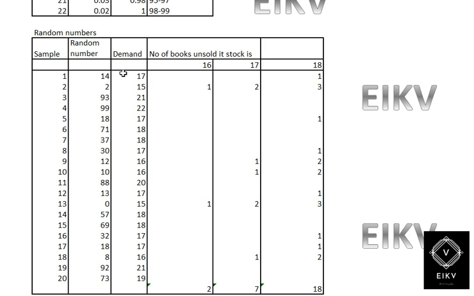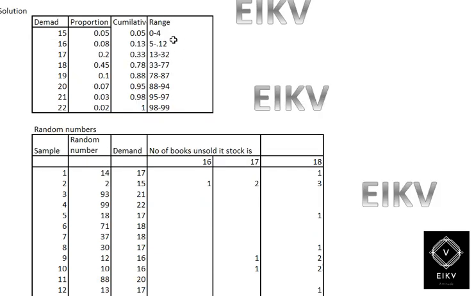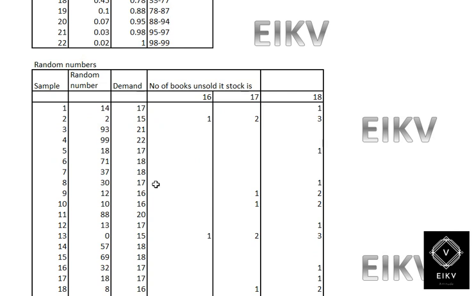Okay, so first we have the random number 40. When we check the range over here, it falls in the third range, that is 33 to 77, therefore the demand will be 17. For the next it is 2, so 2 falls over here, in 0 to 4, and the demand should be 15. The same shall be done, and so on.